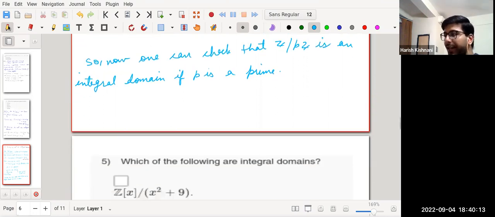So that's the sort of idea I'm giving. You can prove that for each composite number, say, don't use the notation p, for each composite number n, Z modulo nZ is not an integral domain. Thus, it is an if and only if statement: Z modulo nZ is an integral domain if and only if n is a prime.